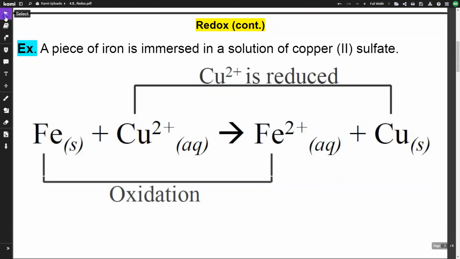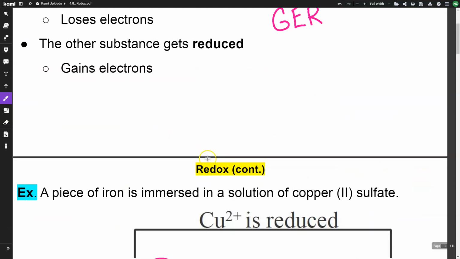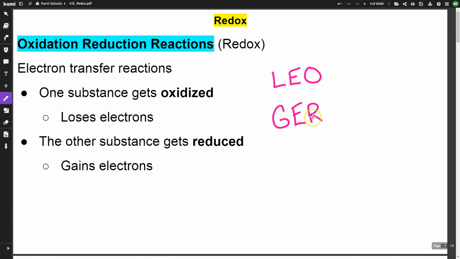All right, so here's an example. It says a piece of iron is immersed in a solution of copper 2 sulfate. Now, if you look at our numbers here, copper 2 sulfate goes from having a +2 charge to having no charge at all. So to go from a positive charge to no charge, you would have to gain electrons. And if you're gaining electrons, we go back to Leo the lion says grr, gain of electrons is reduced.